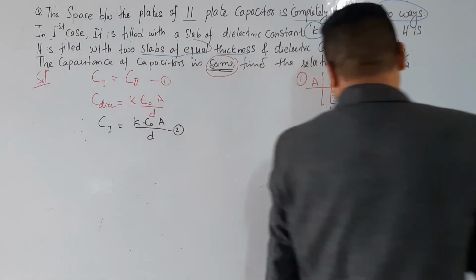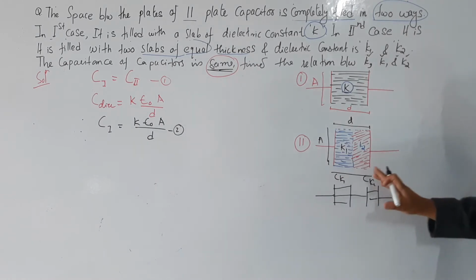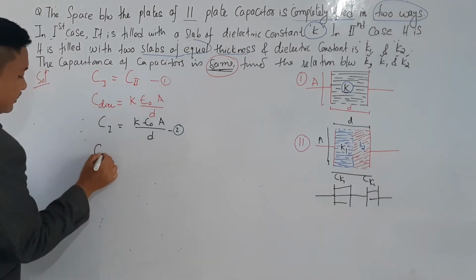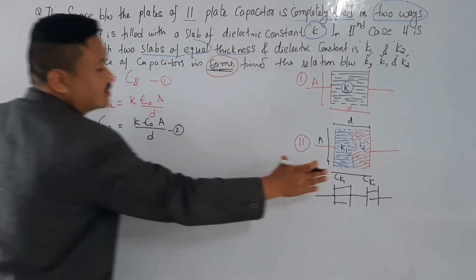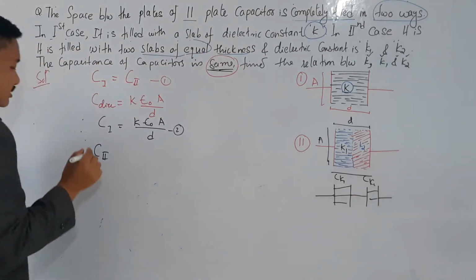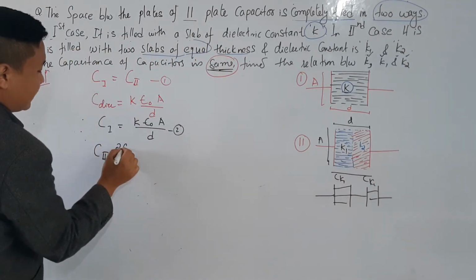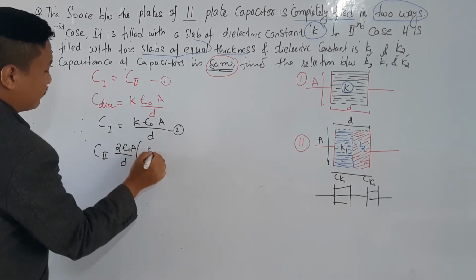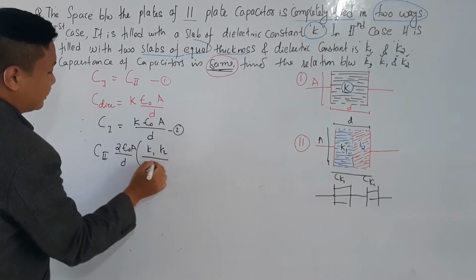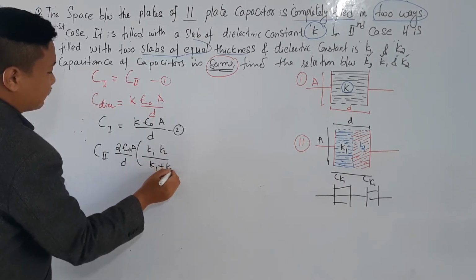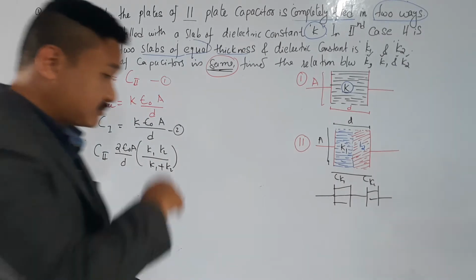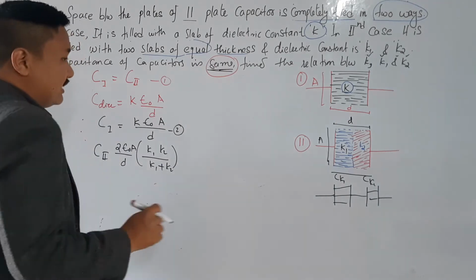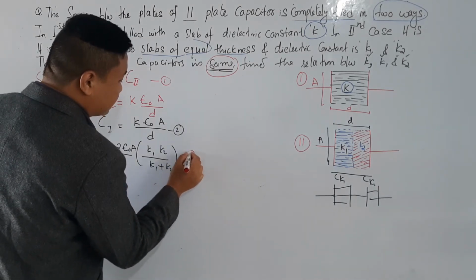Now I have to go to case 2. You don't need to derive it, I will directly write it like this. For case 2, these are treated as in series. So I get 2 epsilon naught A divided by D, bracket open, K1 into K2 divided by K1 plus K2. For this you have to find the lecture on multiple dielectrics. I will give the link in the description, don't worry. So this is equation number 3.